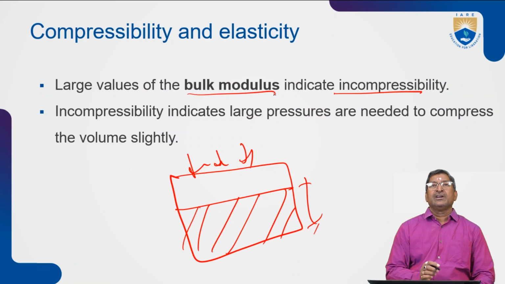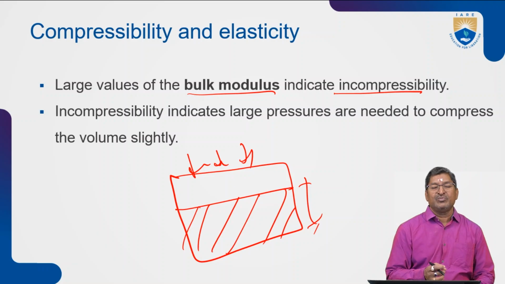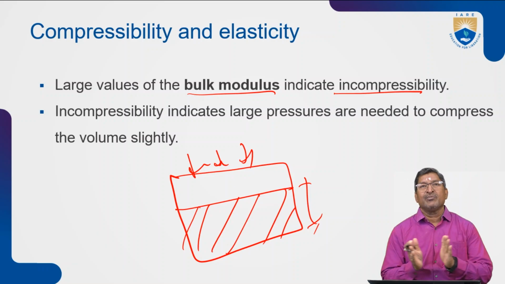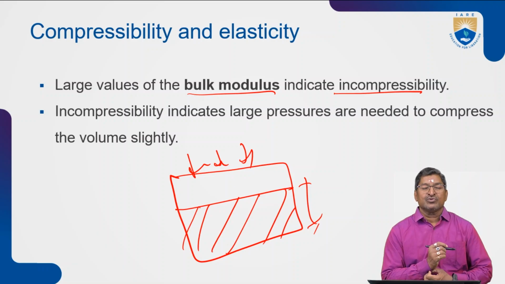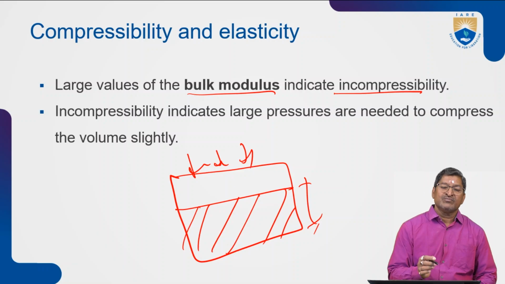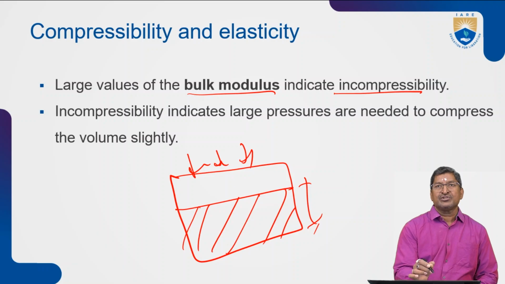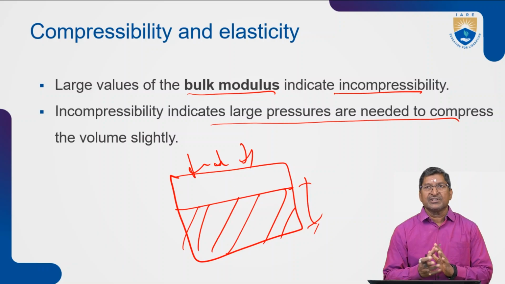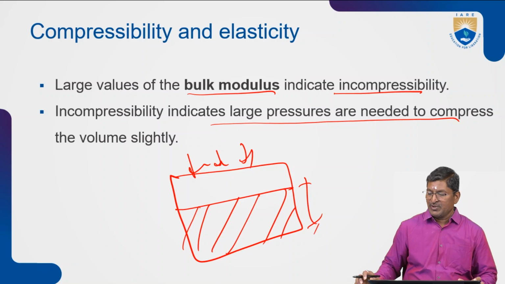If any material has the highest bulk modulus, then we can treat it as incompressible, because the bulk modulus is already high, so it cannot compress. That's why large values of bulk modulus show that the material is incompressible. The next point is that incompressibility indicates large pressures are needed. Already the bulk modulus is high, so if you want to compress it, very large pressures are required.